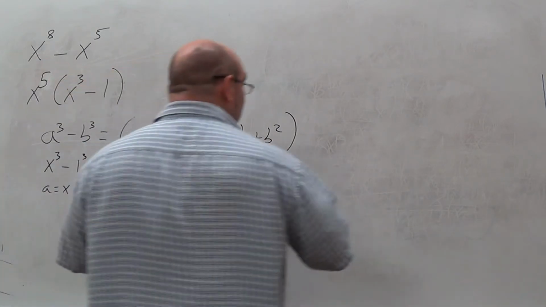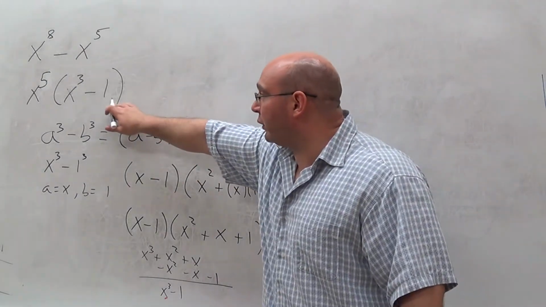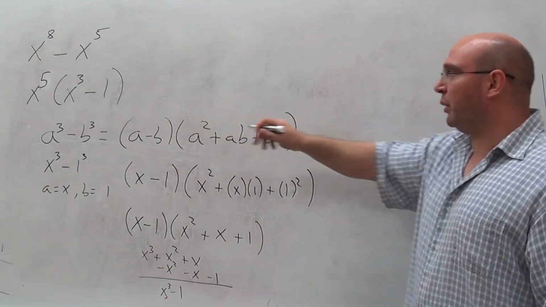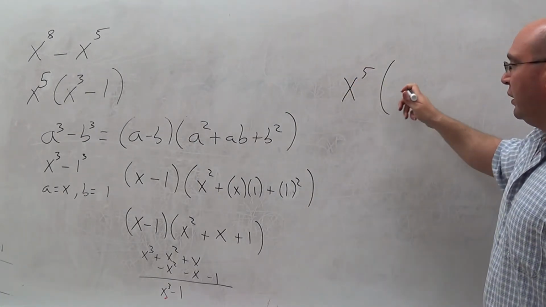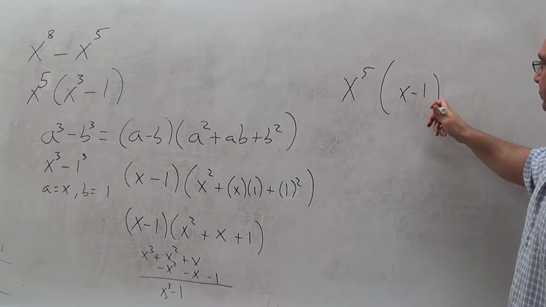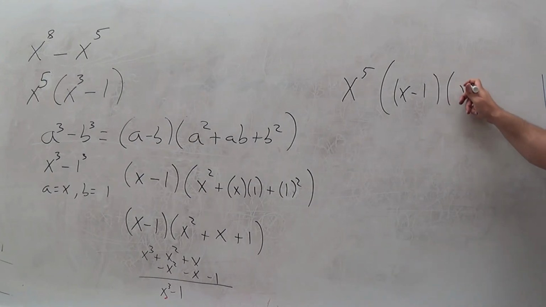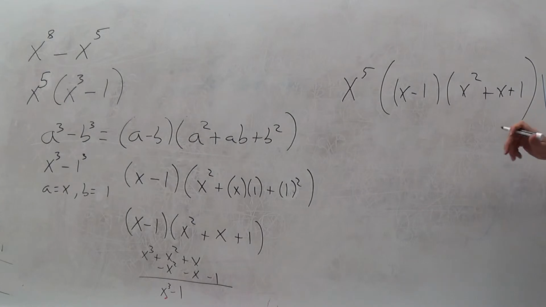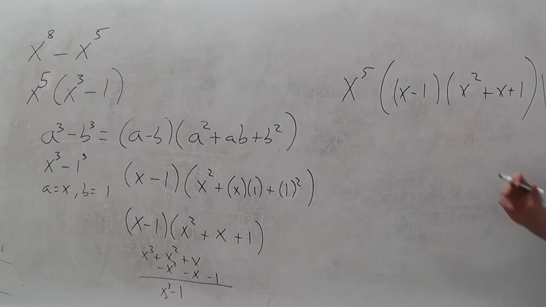All right. So from there, we know we've got this side worked out. So all we're going to do is bring our x to the 5 right back out. So here's our x to the 5th times our x minus 1 times our x squared plus x plus 1.